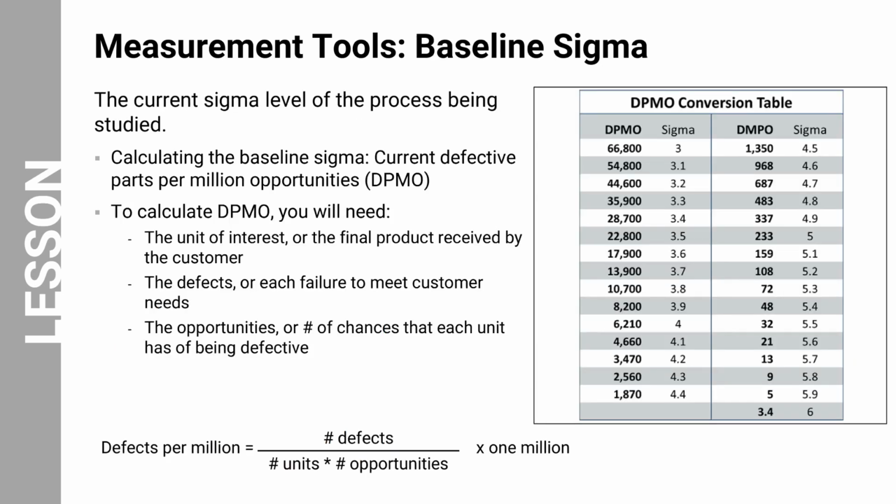Calculating the baseline sigma provides the starting point of the process performance by calculating the current number of defective parts produced per million. The easiest way to calculate the baseline sigma is by identifying the unit of interest, which is typically the final product received by customers, defining the defects, and determining the number of opportunities for each defect. Defective parts per million opportunities, abbreviated as DPMO, is calculated by dividing the number of defects by the number of units times the number of opportunities, all multiplied by 1 million. From this, you can use a conversion table to determine the baseline sigma level of the production process.